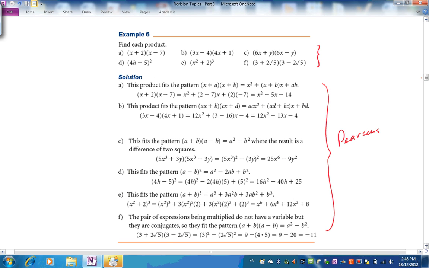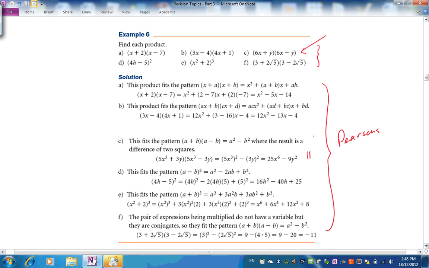So here we are. I think most of these are okay. I want to go to number C, sorry, let's have a look here. Where is number C? Here we are. 5x cubed plus 3y by 5x cubed take 3y. I think that's different from the C they've got there. The C they've got there is 6x plus y by 6x take y. That's interesting.